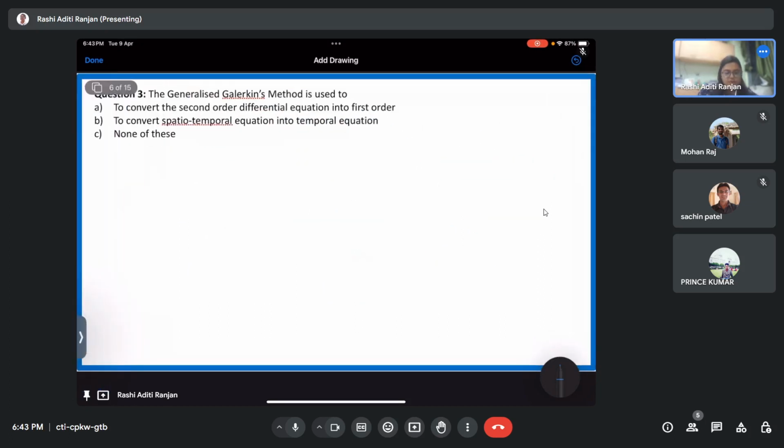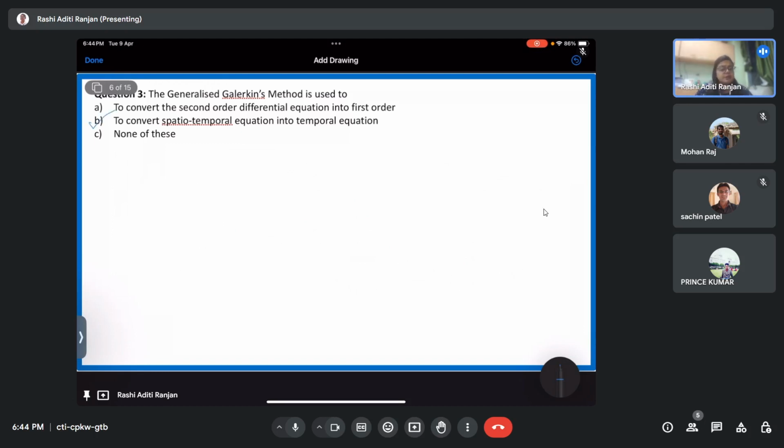Coming on to question number 3. Okay, so this question was just for a revision. If I remember, this was also discussed in the earlier live session. So the generalized Galerkin method is used to, option 1, convert the second order differential equation into first order differential equation. No, to convert spatio-temporal equation into temporal equation. This is the correct option.